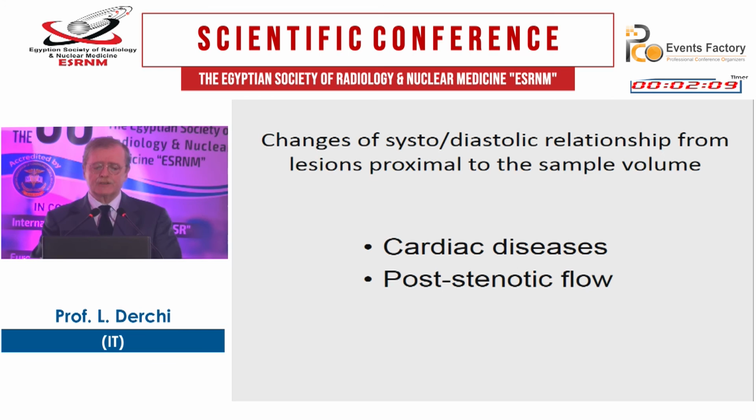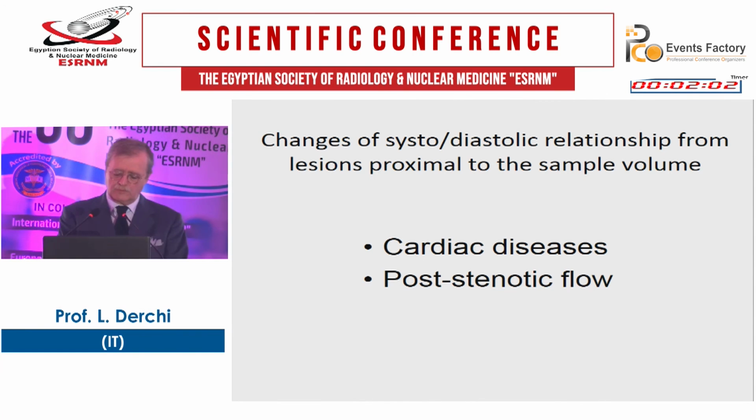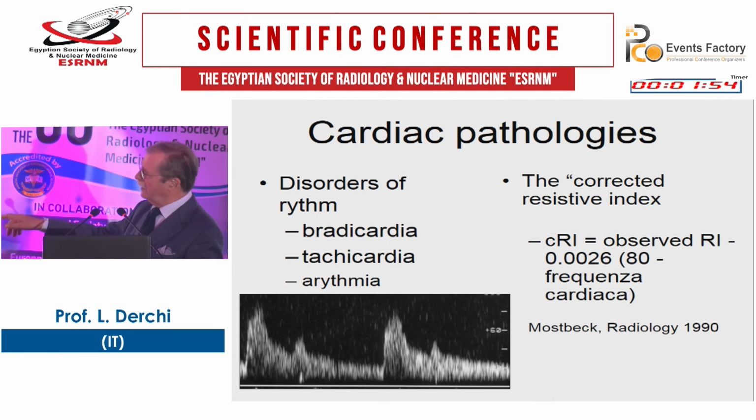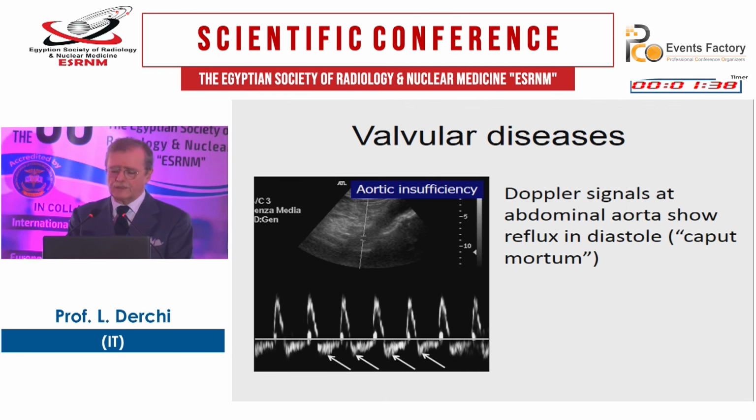And then changes of systo-diastolic relationship from lesions which are proximal to the sample volume. The first case we showed, disorders of rhythm. Then you see that here there is an arrhythmia. The first part has a lower systolic resistive index than the last part, because it's also due to the length of time. In valvular diseases, this patient has a retrograde flow in diastole, but this is at the level of the aorta.